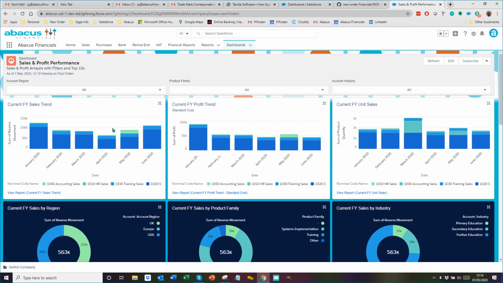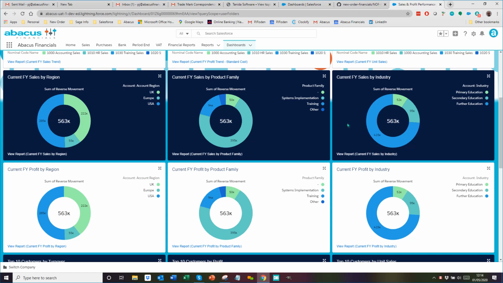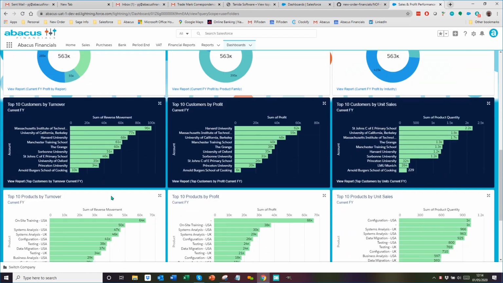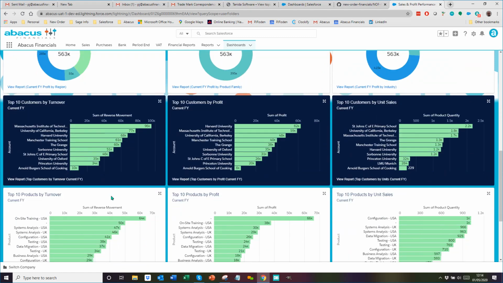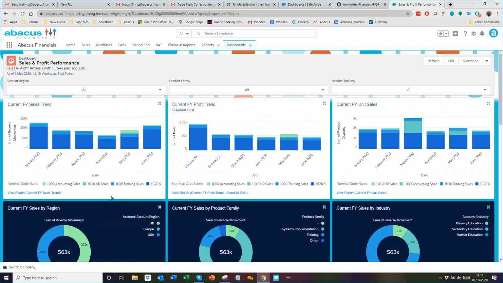We've defined the sales trend, the profit trend, and the unit sale trend. We've got the current sales by region, by product family, and industry, and the same for profitability. Then the top 10 customers and the top 10 products, and who in the account team is selling the most. So lots of information. Moreover, using the filters, we can drill into it.